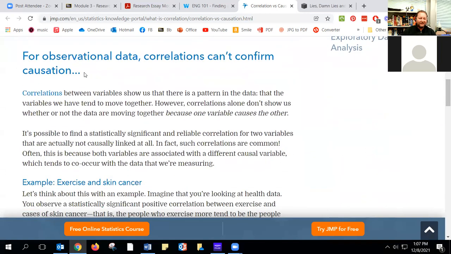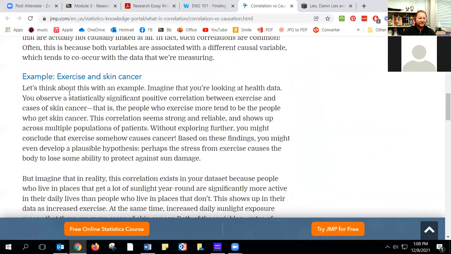Excuse me. And this is tough because we do this all the time. Most of the things we believe in, it's from observational data. It's from things we have witnessed, right? Or things we have read, right? So think about something like this. Let's think about this with an example.